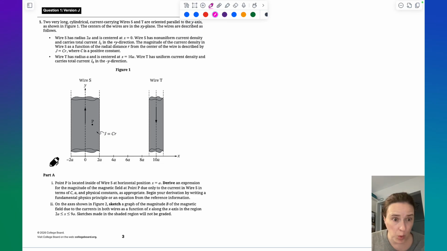Point P is located inside of wire S at position x equals a. Derive an expression for the magnitude of the magnetic field at point P due to only the current in wire S in terms of C, a, and physical constants as appropriate. Begin your derivation. So that is going to be Ampere's law. That's an Ampere's law problem.